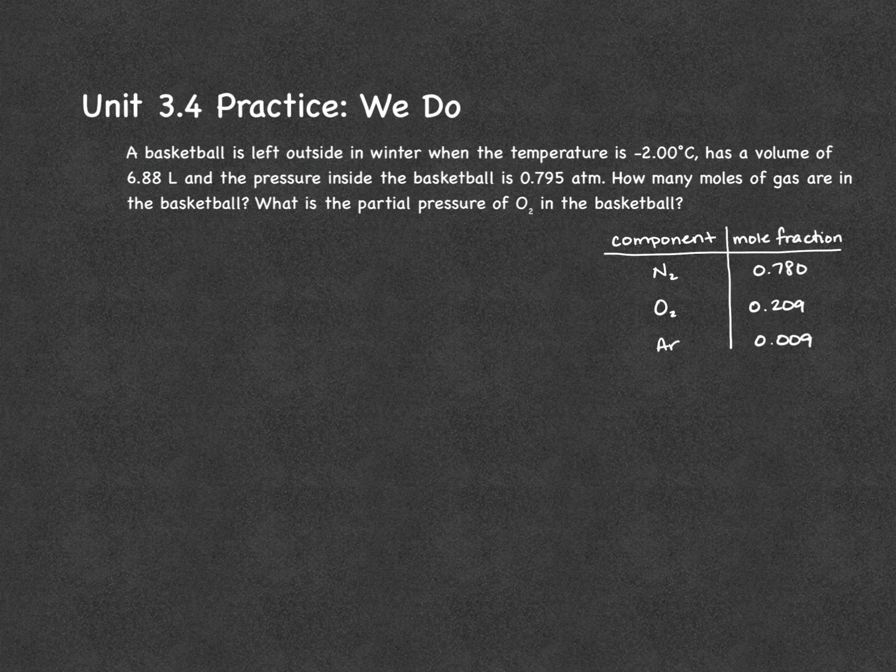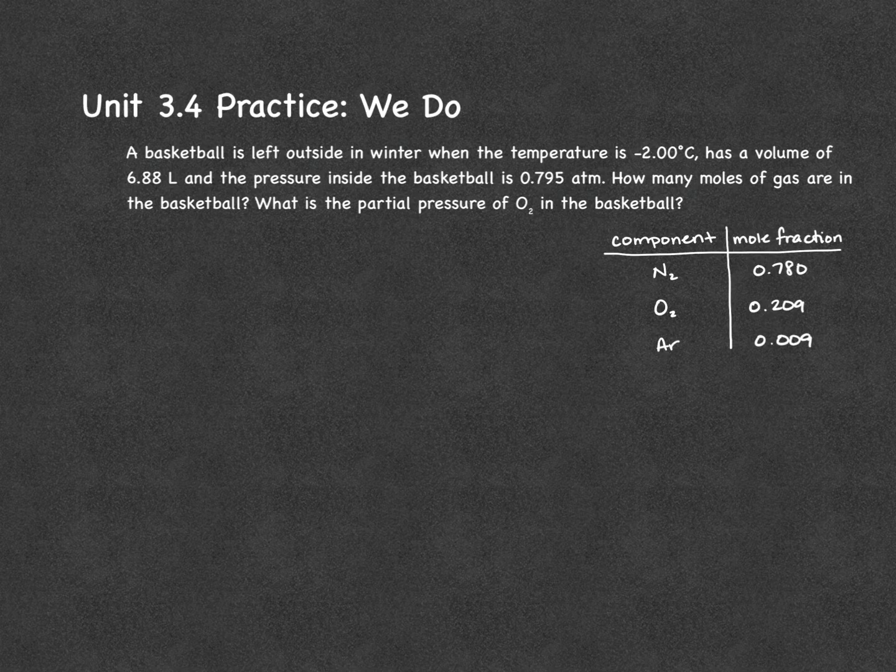Unit 3.4, we do practice. A basketball is left outside in winter when the temperature is -2 degrees Celsius, has a volume of 6.88 liters, and the pressure inside the basketball is 0.795 atmospheres. How many moles of gas are in the basketball, and what is the partial pressure of oxygen in the basketball?